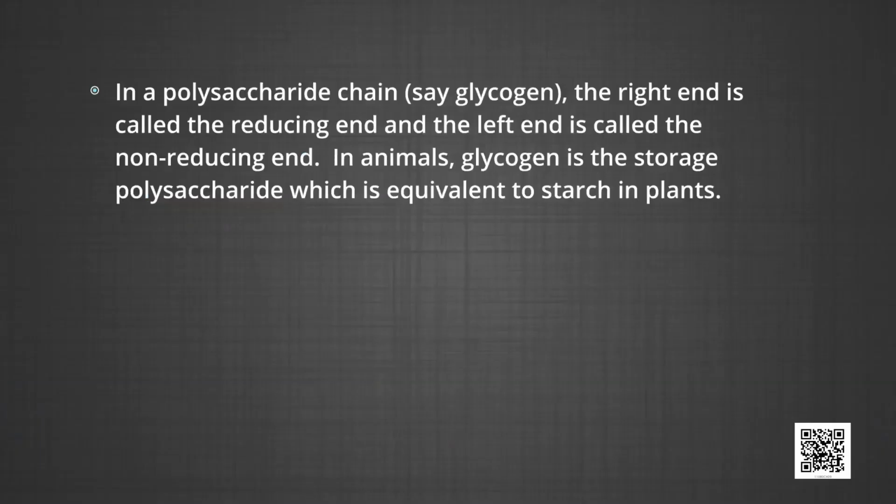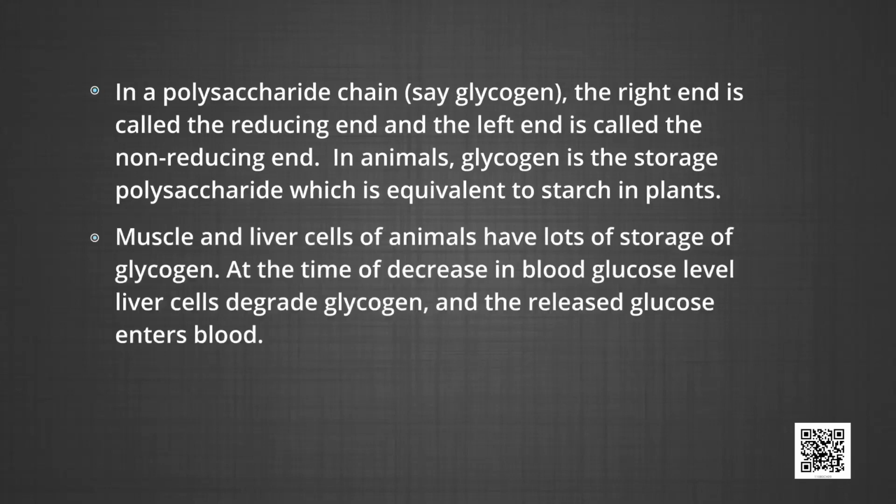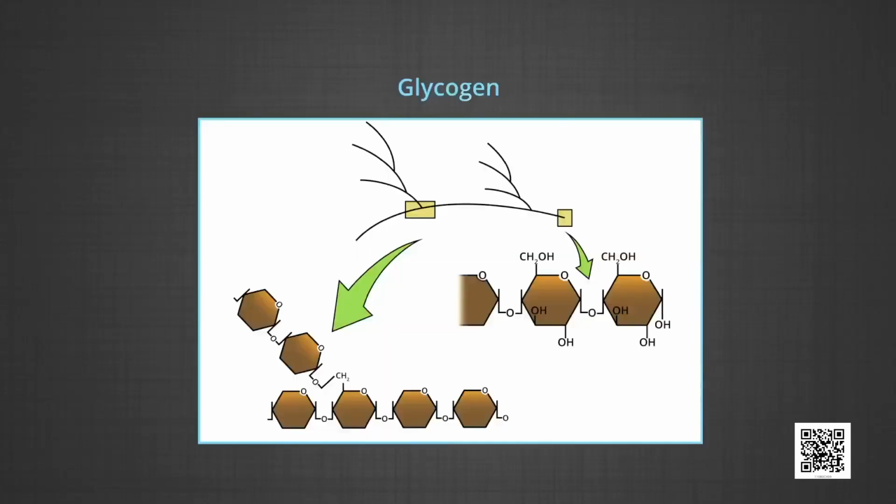But these were the homopolymers. Why? Because they were formed of the same glucose subunit. In a polysaccharide chain, say glycogen, the right end is called the reducing end and the left end is called the non-reducing end. In animals, glycogen is a storage polysaccharide which is equivalent to starch in plants. Muscle and liver cells have lots of stored glycogen. At the time of decrease in blood glucose level, liver cells degrade glycogen and release glucose which enters the blood. So, that means glycogen is the major storage polysaccharide in animals.